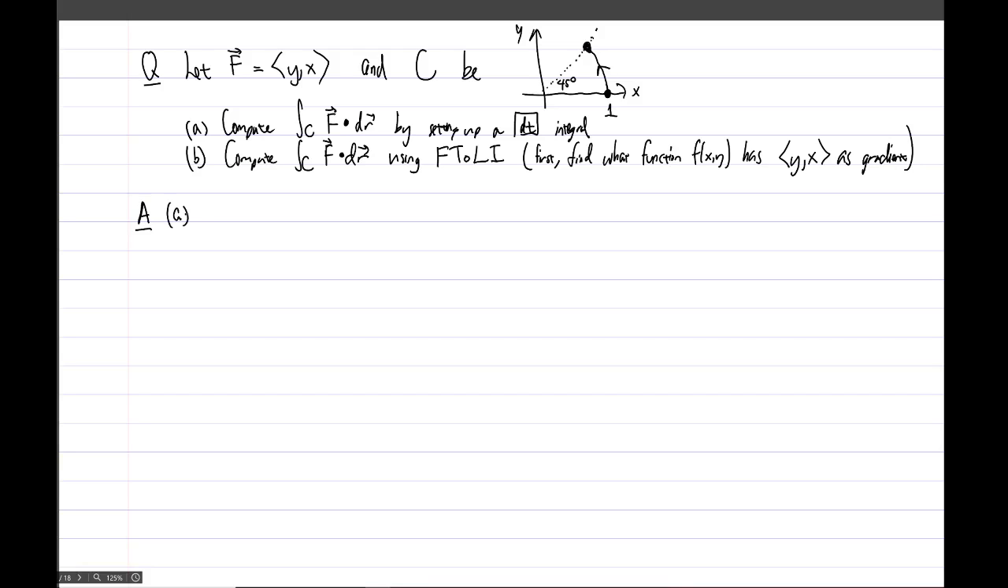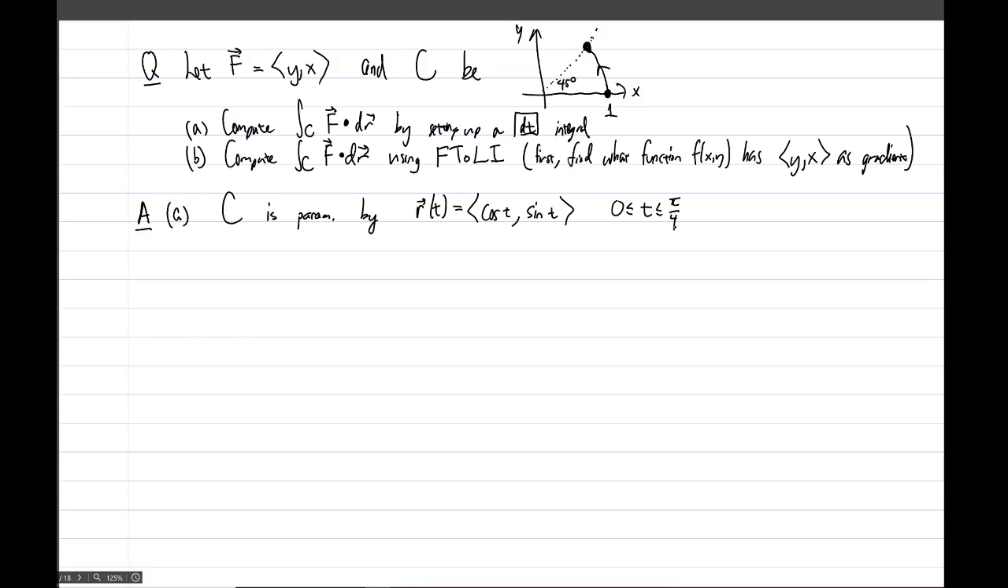So in part A we're going to need to look at how C is parameterized. C is parameterized by, well, look, it's part of a unit circle, right? So not too much work here. R of t. Writing this as a vector function, we'll have angle bracket cosine of t, comma sine of t, and t is going to go between 0 and pi over 4.